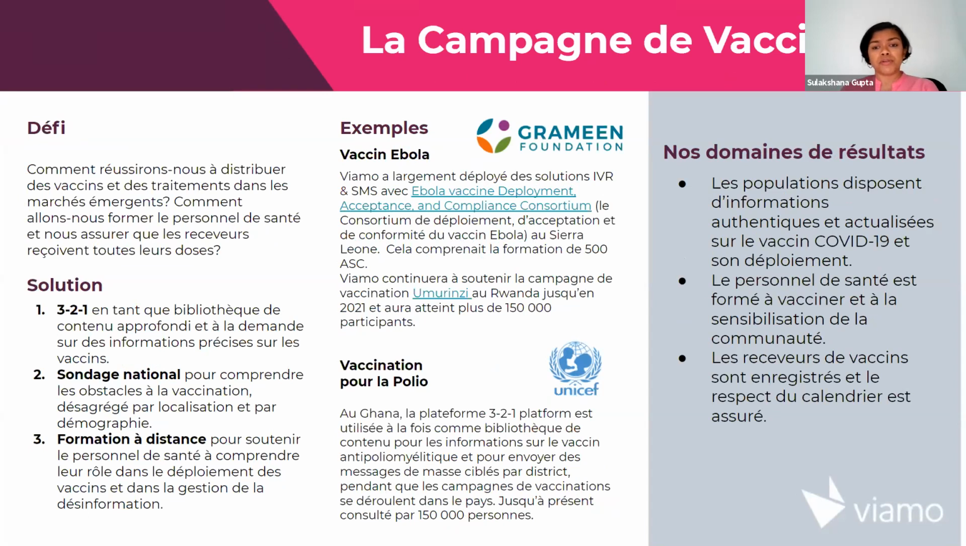And just some examples from some of our past work on vaccination. We've worked with the Grameen Foundation to deploy the Ebola vaccine in the DRC and Rwanda, where we've not only trained community health workers, but also have been helping the Ministry of Health to ensure vaccine compliance, so that people who've received one dose get a pre-recorded message to receive the second one.